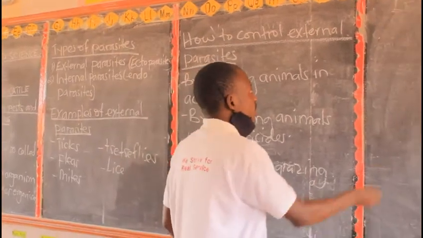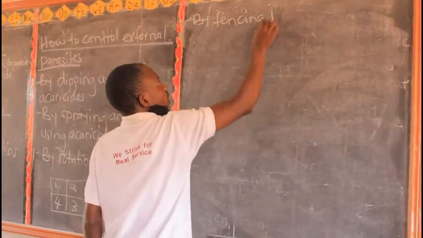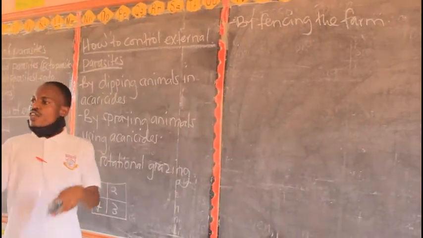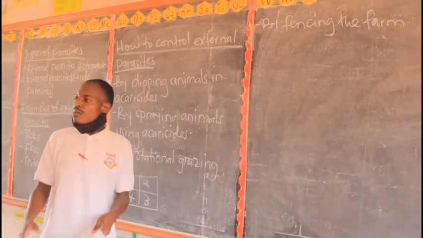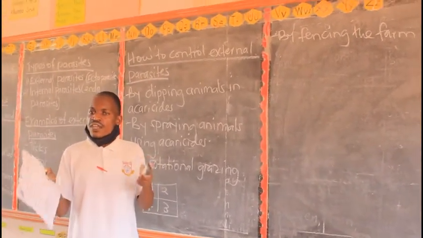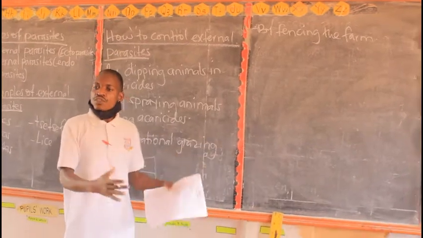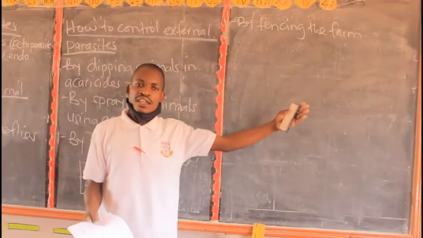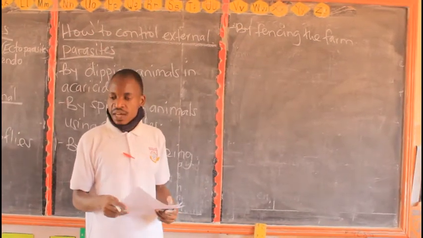We can also have another method of fencing the farm. A farmer can decide to fence his farm. When you fence your farm, you are preventing animals from other herds from joining your animals. Maybe on Mr. Musoke's farm, the animals have these parasites, they have the ticks. But if you don't fence and you keep on grazing together, these ticks can move from Mr. Musoke's farm to your farm, and your animals will also have these ticks. But if you fence, Mr. Musoke cannot jump the boundary to come and graze in your farm. So your animals will be protected, free from those cattle parasites.